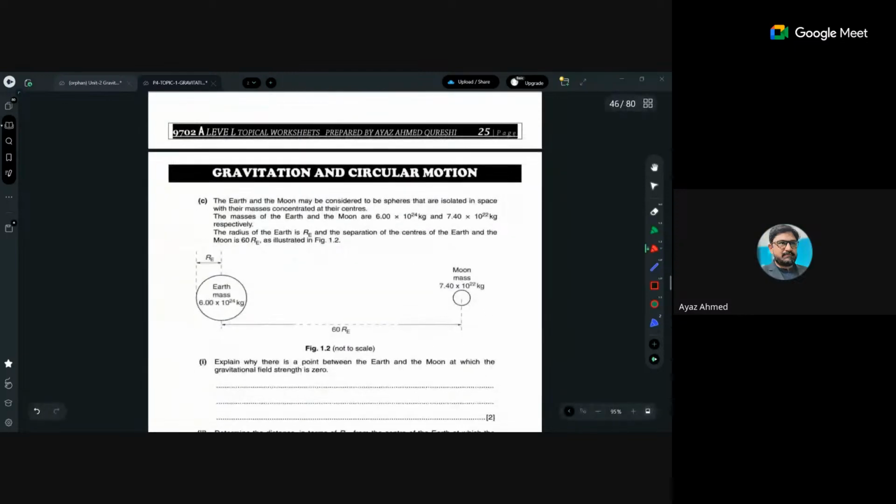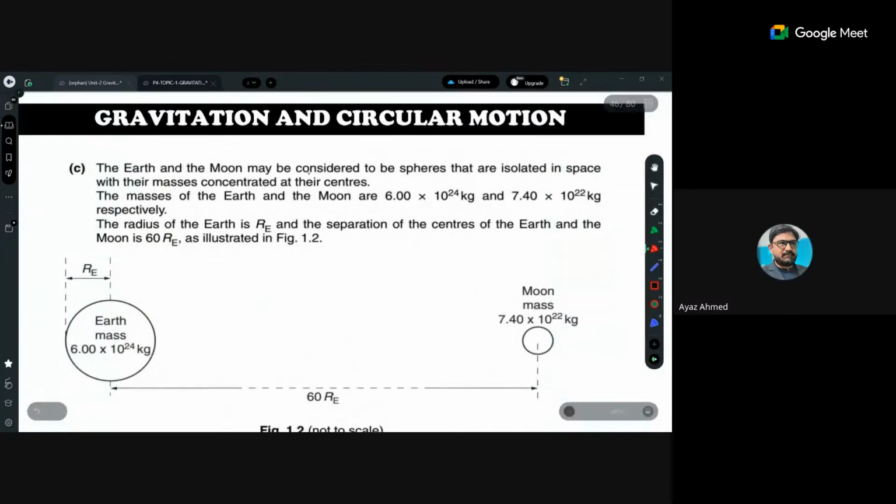Okay. The next is: the Earth and the Moon may be considered to be spheres that are isolated in space with their mass concentrated at their centers. The mass of the Earth and the Moon is 6.0 x 10^24 and 7.40 x 10^22. This is the mass of the Earth, so let's call it m1. This is the mass of the Moon, so let's call it m2. The radius of the Earth is Re, and the separation between the centers of the Earth and Moon is 60 Re, as illustrated in the figure.